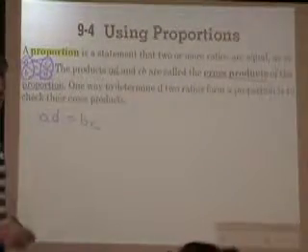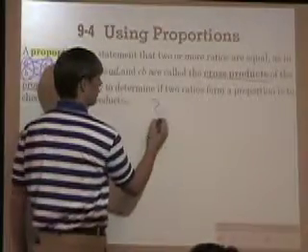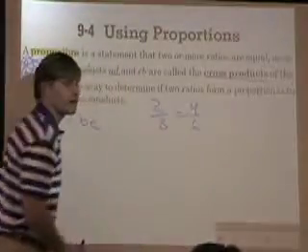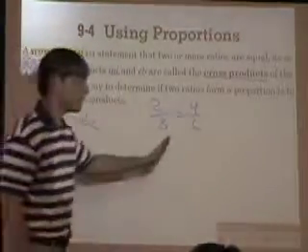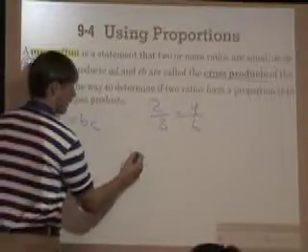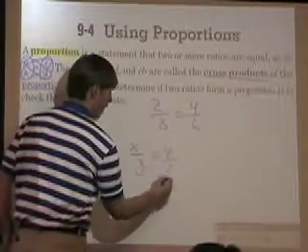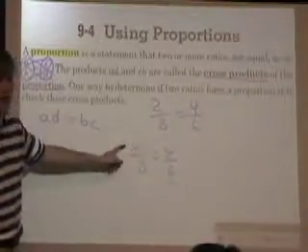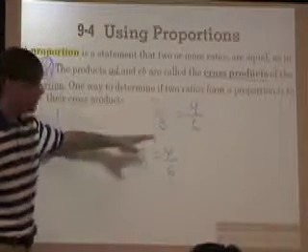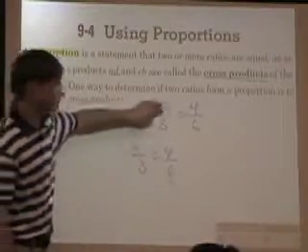So in a proportion, you're going to have to do two things today. If I give you 2 over 3 equals 4 over 6, the first thing you're going to have to do is tell whether this is a proportion. The second thing is if I give you x over 3 equals 4 over 6, you're going to have to tell what the value of x is. So that's all you got today. Tell whether it's a proportion, tell the value of x.